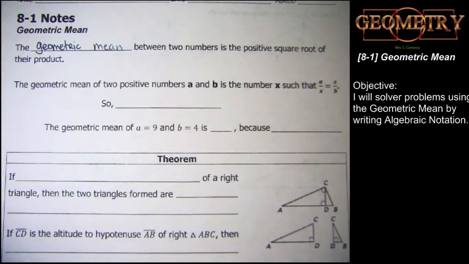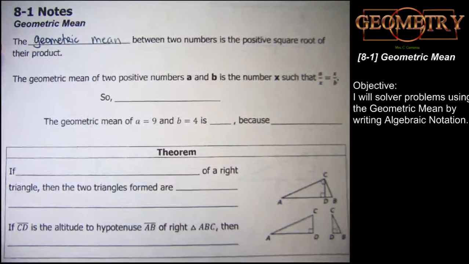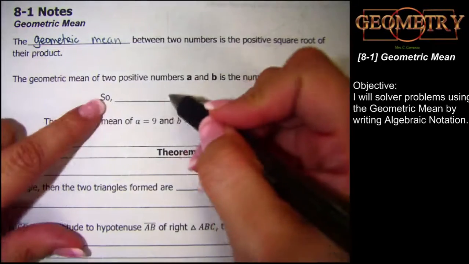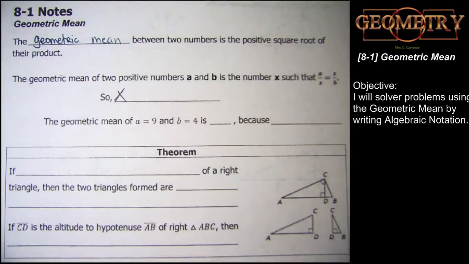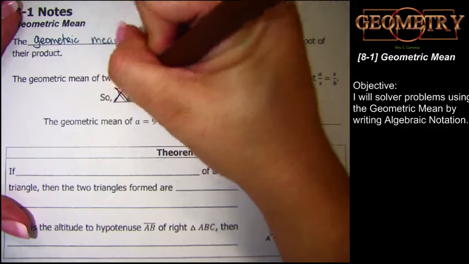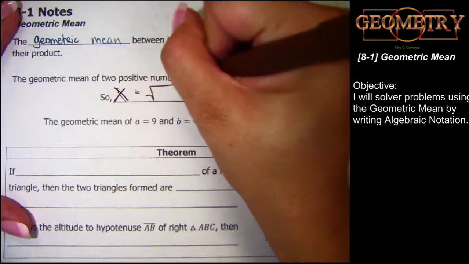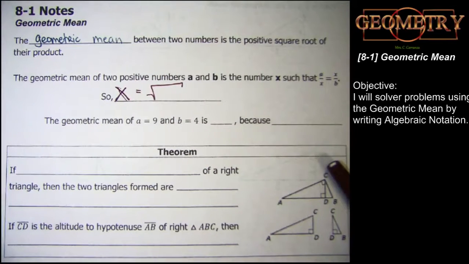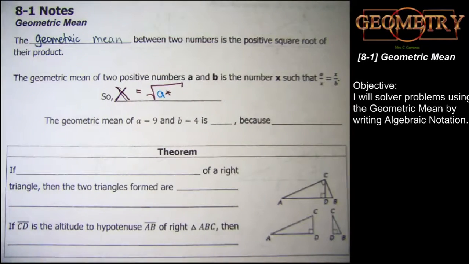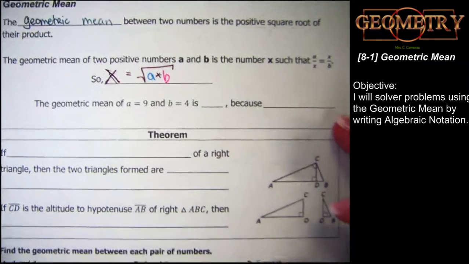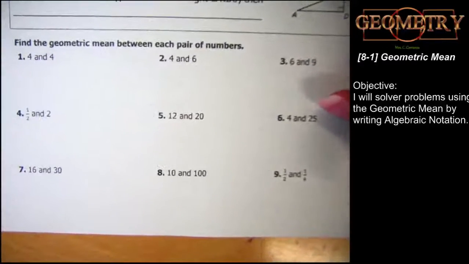The geometric mean is a slightly different formula. Here's your formula right here. We're going to say that x is the geometric mean. Okay? So the geometric mean x is equal to the square root of some number times another number. Okay? So this geometric mean formula only works with two numbers. Only works with two numbers. Okay? We're going to practice. We're going to come down here and we're going to practice.